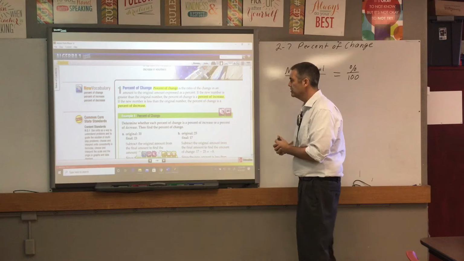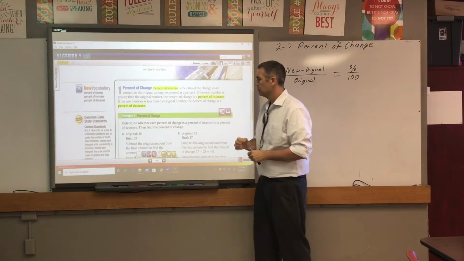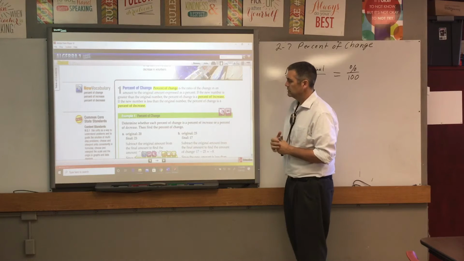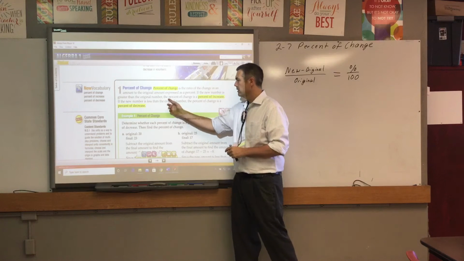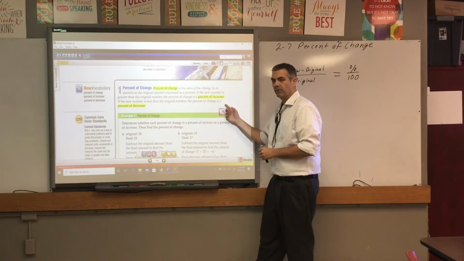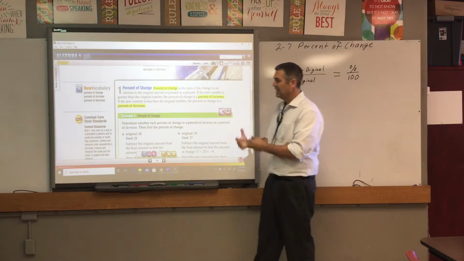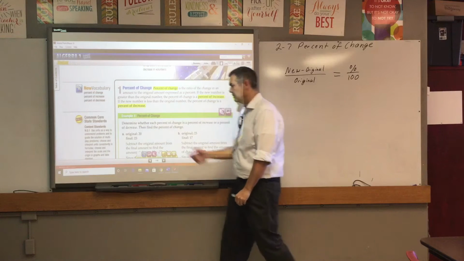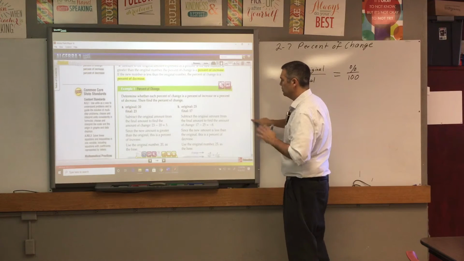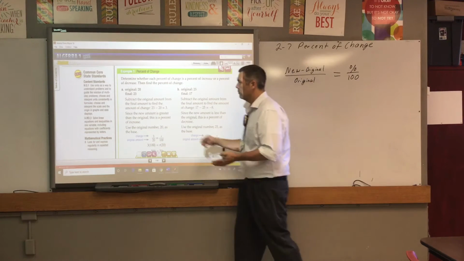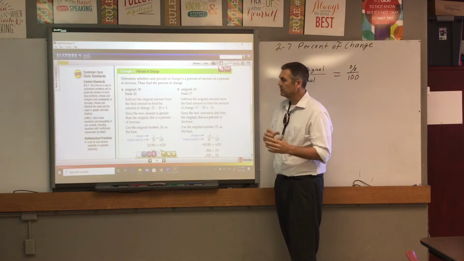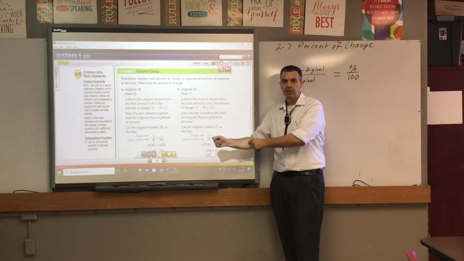Percent of change is the ratio of the change in amount to the original amount expressed as a percent. If the new number is greater than the original number, the percent of change is a percent of increase. If the new number is less than the original number, the percent of change is a percent of decrease. Now, again, you've seen this before. We want to determine whether each percent of change is a percent of increase or a percent of decrease, then find the percent of change.